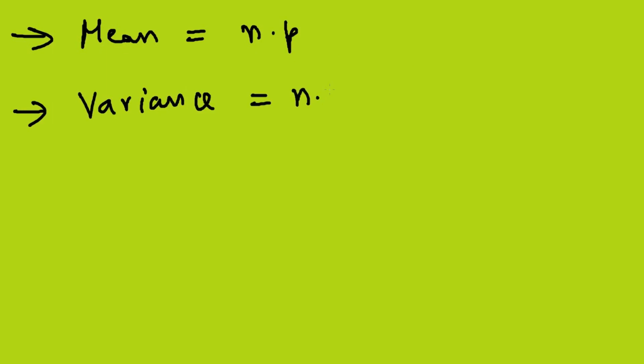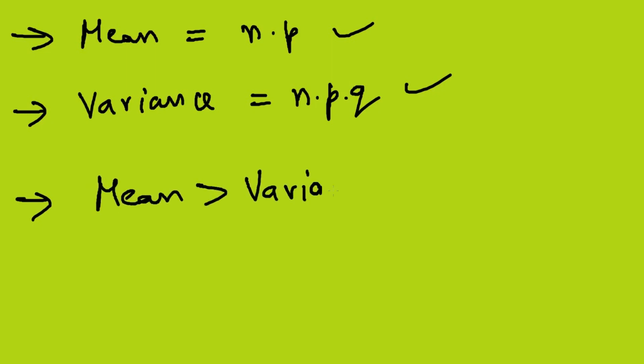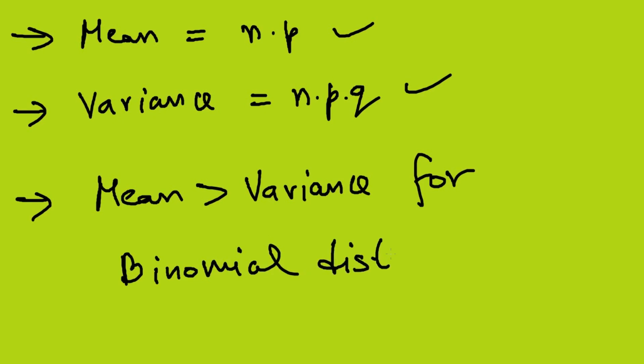Now one more important thing is the mean. The mean for the binomial distribution equals n times p. And the variance for the binomial distribution equals n times p times q. So this is how we calculate mean and variance. One more important thing is that for a binomial distribution, the mean will always be greater than the variance.